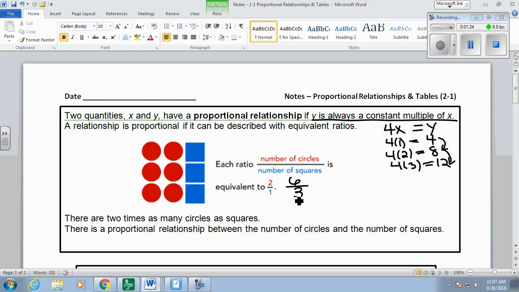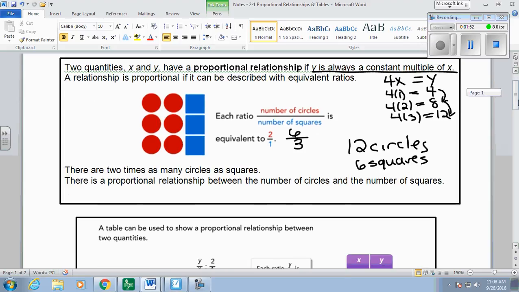So let me ask you this. How many squares would there be if there are 12 circles? Just stop and think about that. You should be saying to yourself that if there were 12 circles, if there are twice as many circles as there are squares, then I have to do 12 divided by 2 to get me that there would be 6 squares.